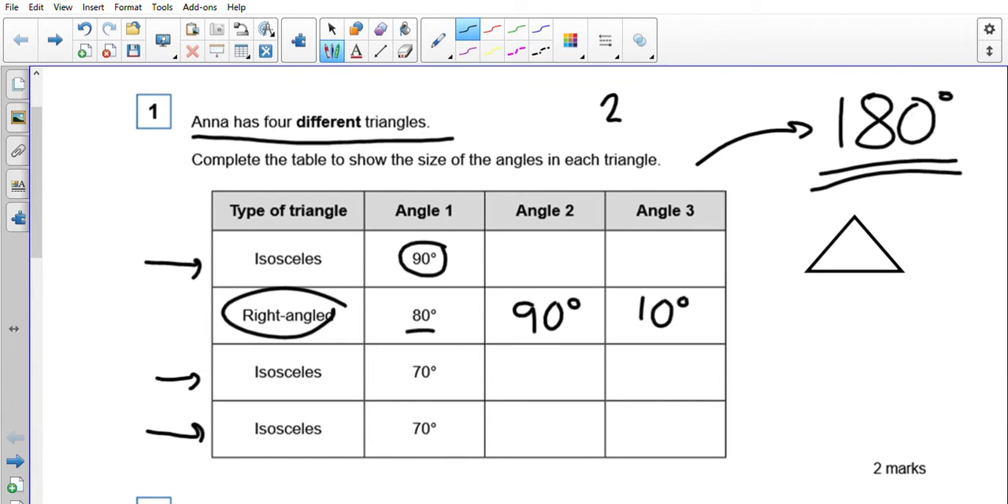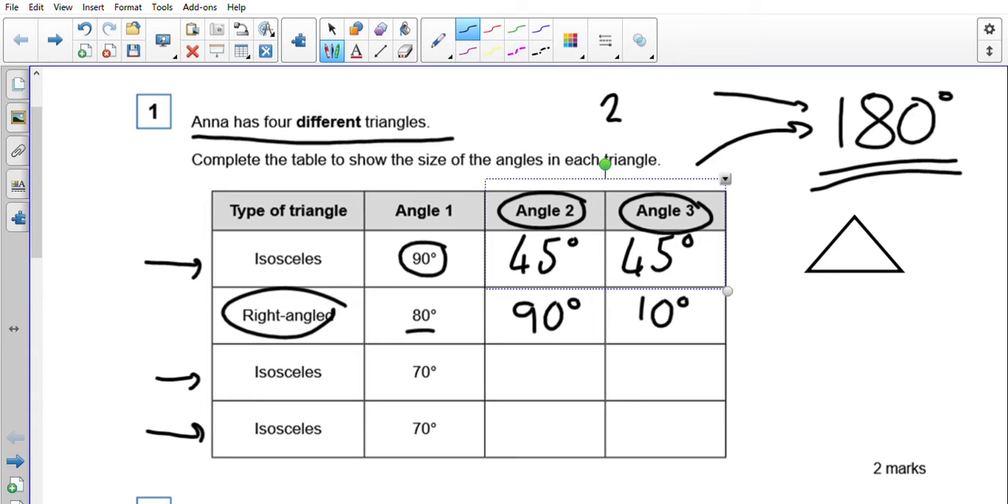Now, knowing I can have 180 degrees in total for my triangle, I've already used 90, which means I've got 90 left. That 90 has got to be shared between angle 2 and 3 here, which means both of those are going to be 45 degrees. If I add those up, 90 plus 45 gives me that 180.